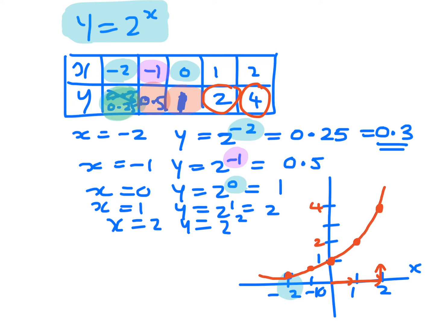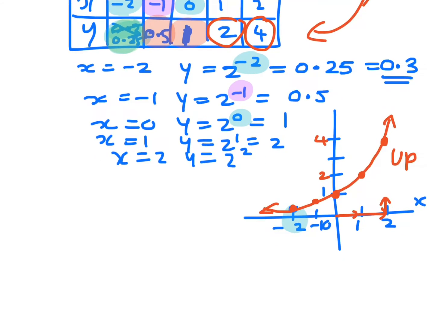And when you look at that and you plot that, it just forms an exponential, which looks like that. And it's one going up because the indice here is a plus.